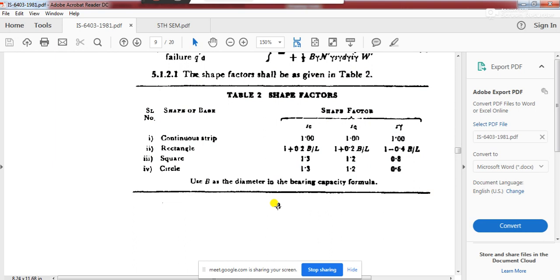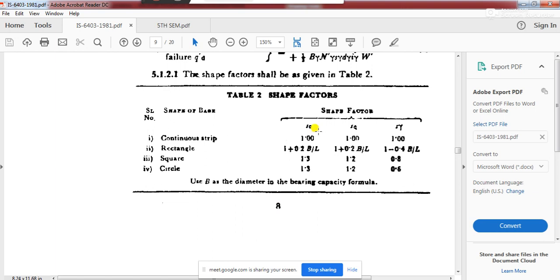These shape factor values are a little different from Terzaghi's shape factor values. So whenever you solve a bearing capacity problem, you should be very careful and cautious about which bearing capacity equation you are using, whether it is asked that you use Terzaghi's bearing capacity, or whether it is asked that you solve it using the Indian Standard Code procedure. You should be very, very careful about it.